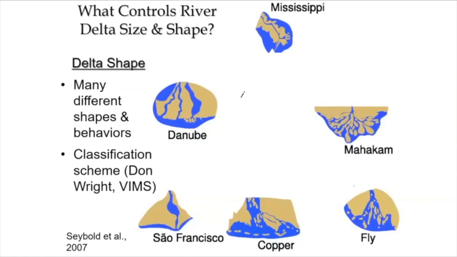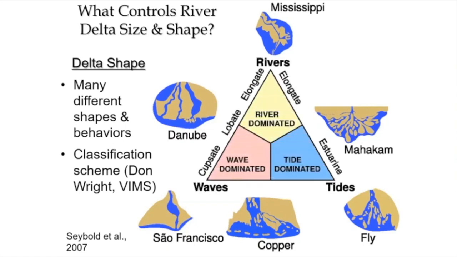Deltas come in many different shapes and sizes, from the lobate Mississippi River to the cuspate São Francisco to the estuarine-like Fly River. And all of that is controlled by the coastal energy regime, the size of the rivers versus the intensity of the waves and the intensity of the tides. So these three factors come together to shape the coastal morphology and control what these deltas look like and how they operate in a physical oceanographic way.